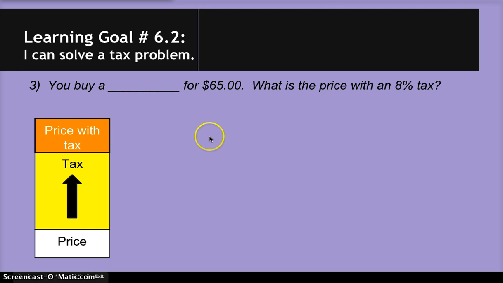All right, here's our last problem. You buy, and go ahead and fill in, it can be anything, for $65. What is the price with an 8% tax? Go ahead and solve this problem and bring it into class. And remember, everyone makes mistakes. Mistakes are normal.